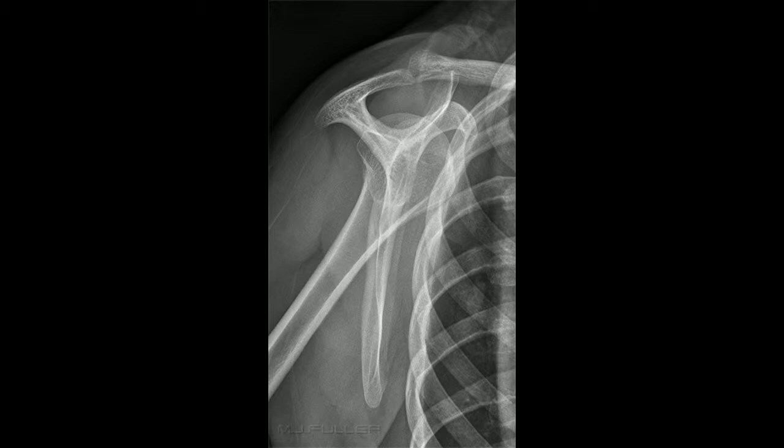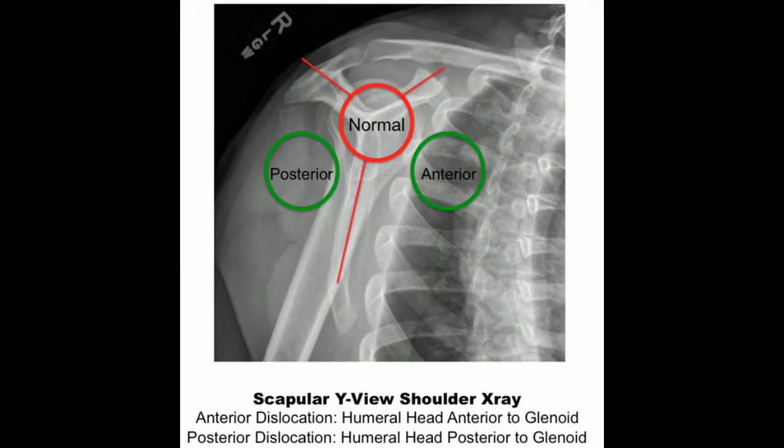It resembles the letter Y. The upper part of the letter Y is the acromion and the coracoid process. The lower half is the body of the scapula, and also the medial border and the lateral border are superimposed. We know the anterior process is the coracoid process, and the posterior process of the scapula is the acromion process.